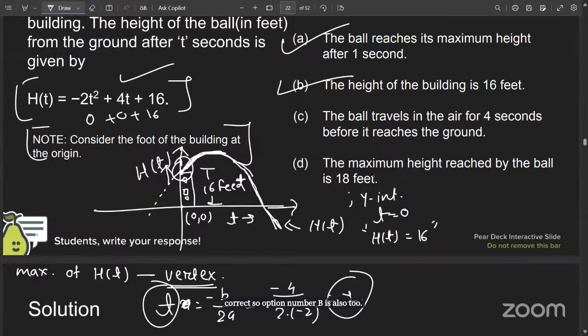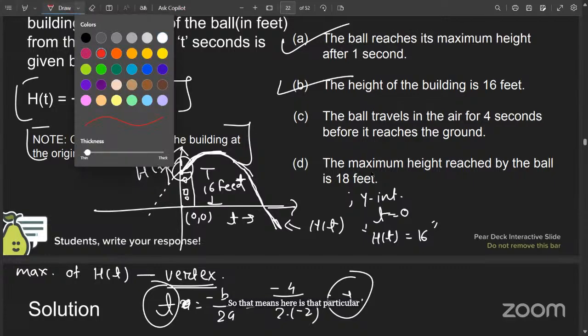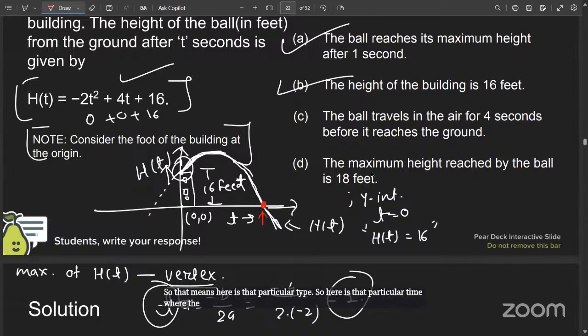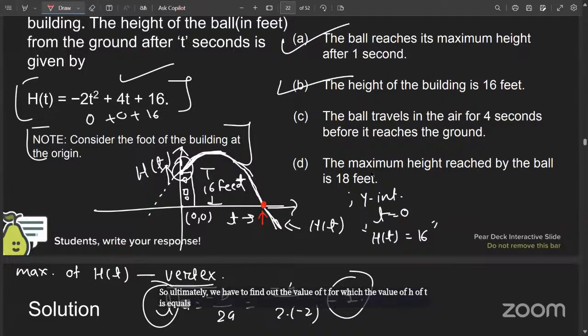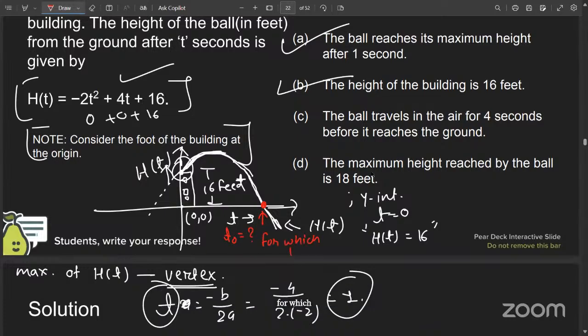Now option C says that the ball travels in the air for 4 seconds before it reaches the ground, right? So here is that particular time where the ball reaches the ground, because it's given that we have to consider the foot of the building at the origin. So this is your ground. Ultimately, we have to find the value of t for which h of t is equal to 0. That means we want to find a t-naught for which h of t is equal to 0.